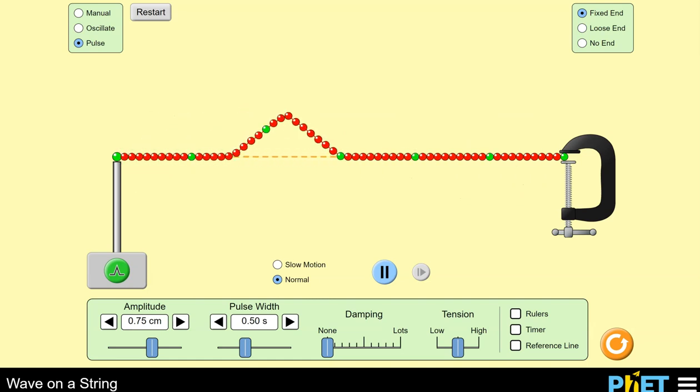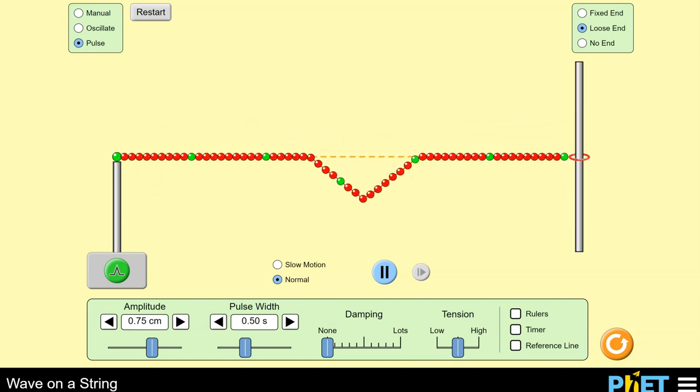Now, a couple more things to notice before I go back to the whiteboard. As this wave pulse is traveling to the right, we see that pulse oriented upwards. So the beads are going towards the top of the screen. But when they hit that clamp at the right end, this is considered a fixed end. This top right box allows me to choose what type of end I have. Any wave that hits a boundary or end that is fixed always inverts when it reflects. Meaning, as the wave goes towards the clamp, the beads are oscillating up towards the top of the screen, but after the wave has reflected off the clamp, those beads are oriented downwards towards the bottom of the screen. So we call that inverted.